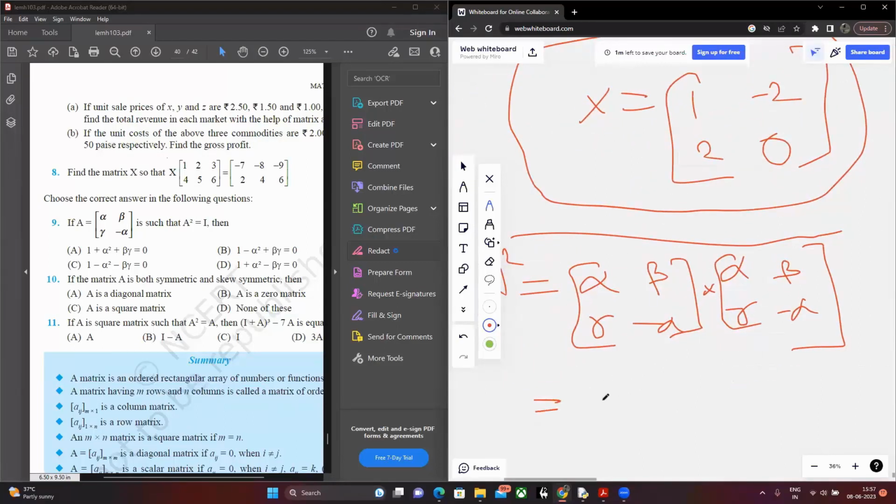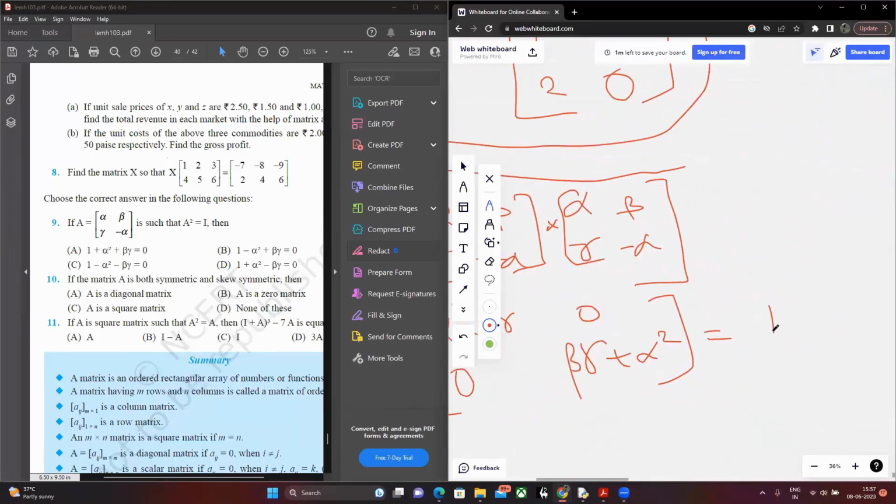Which is basically alpha squared plus beta gamma. This is alpha beta minus beta alpha, that is 0. This is going to be gamma alpha minus alpha gamma. This is also going to be 0. And this is going to be beta gamma plus alpha squared, right?